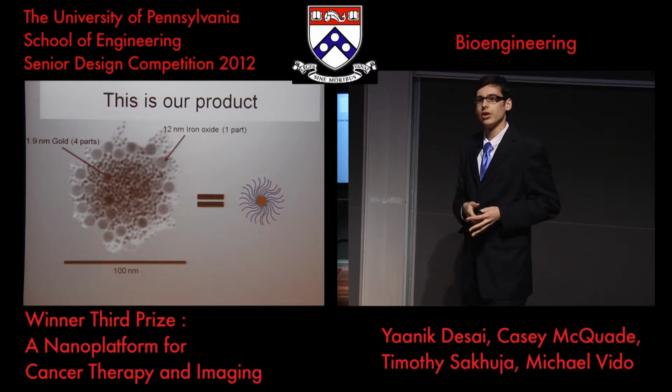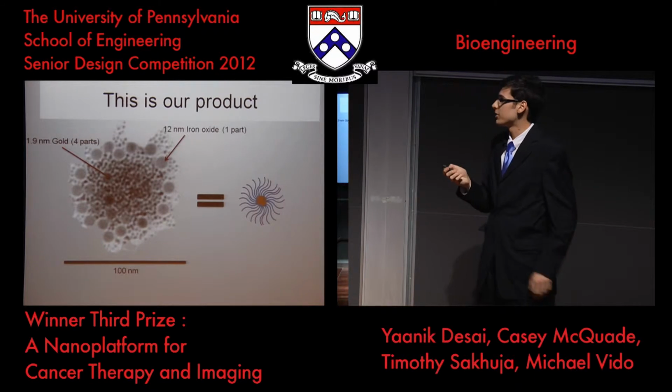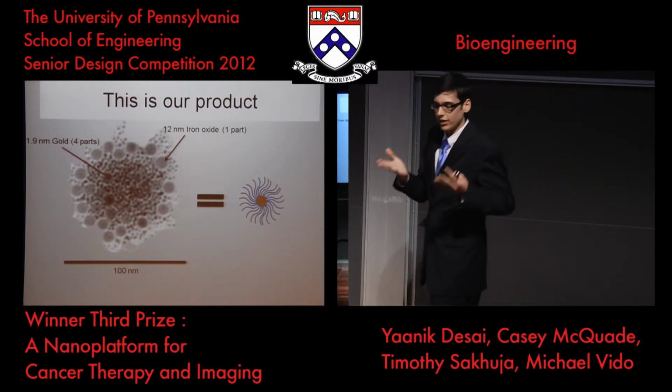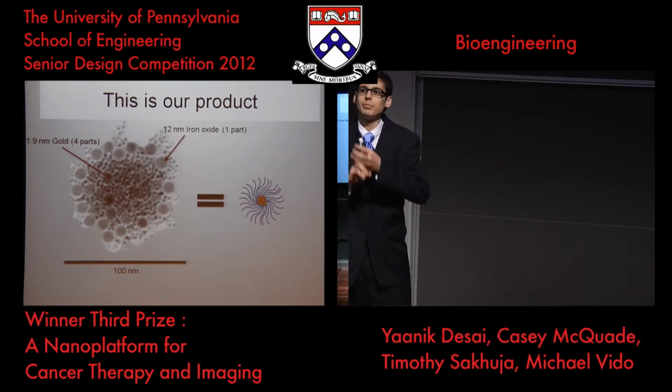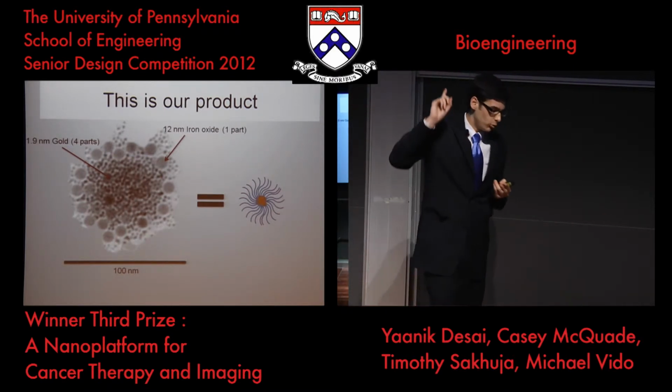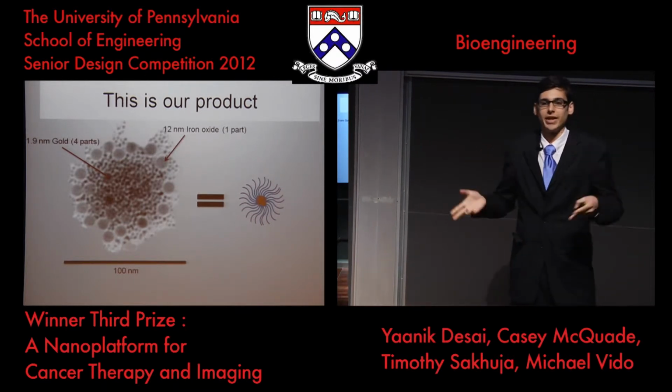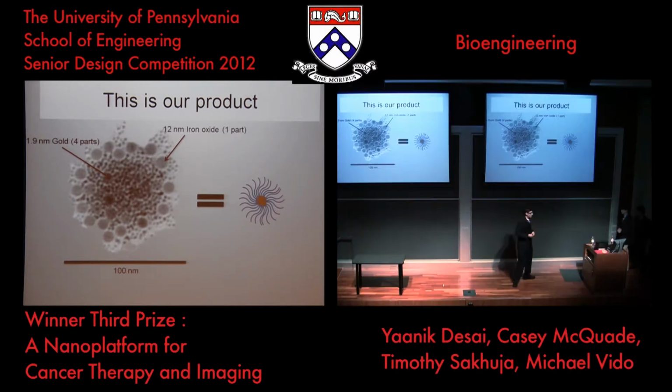And this 4:1 ratio of gold to iron allowed us to do both. It was a nice balance. Okay, so now we've shown you how we arrived at our finalized design. Now we're going to take you through and prove that our design does exactly what we want it to do. It allows us to visualize tumors, and it allows us to get this therapeutic enhancement effect in radiation therapy. So to do that, I'll pass it off to Yaanik.